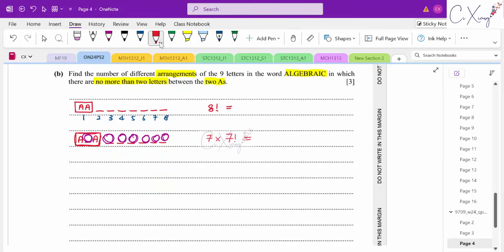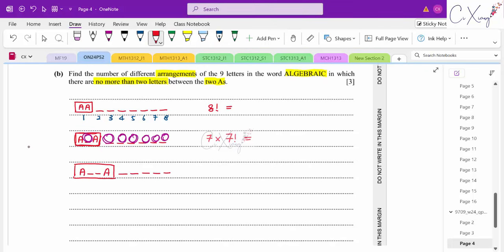Then after that, how about the third case? Just now, the first case had no letter between the 2 A's, then we had one letter between the 2 A's. So now we consider 2 letters between the 2 A's. If you have 2 letters between the 2 A's, I treat this whole thing, the 4 letters here, as one group. So instead I have 5 letters outside.